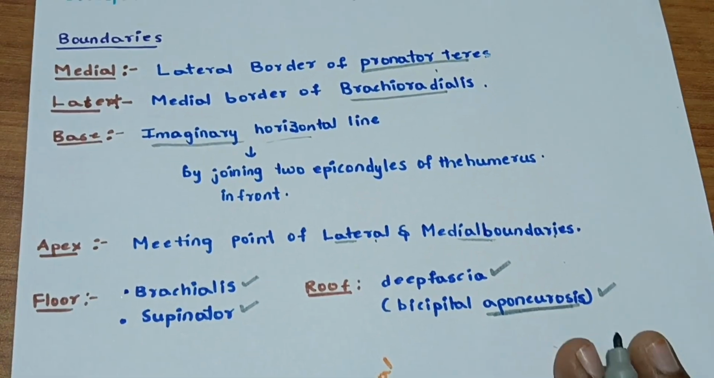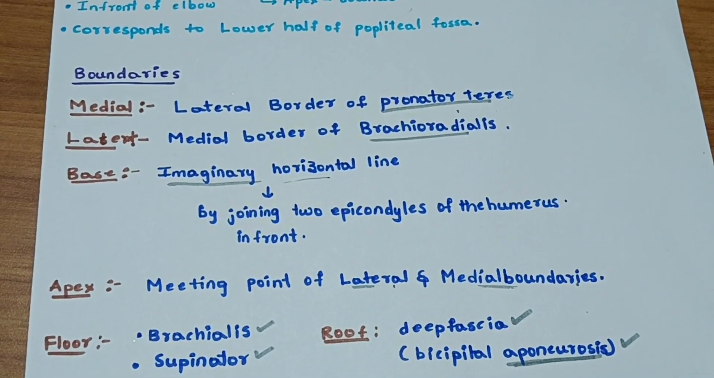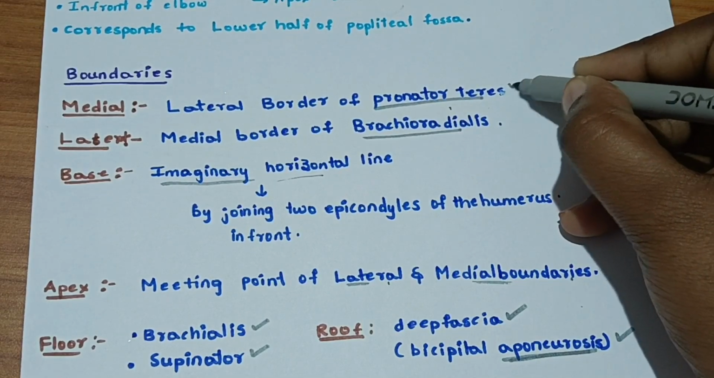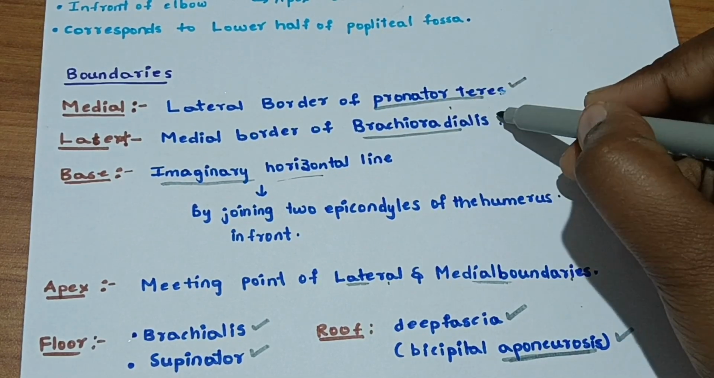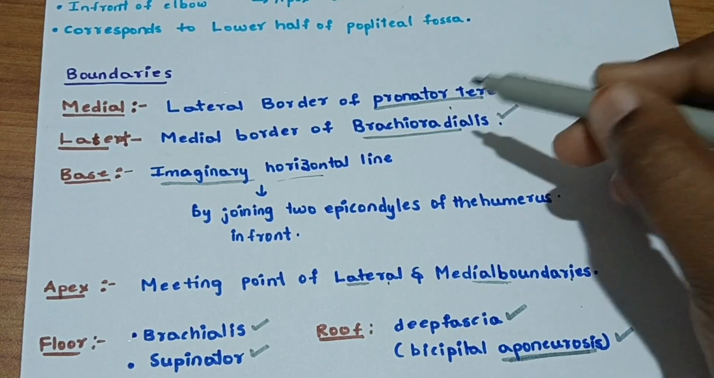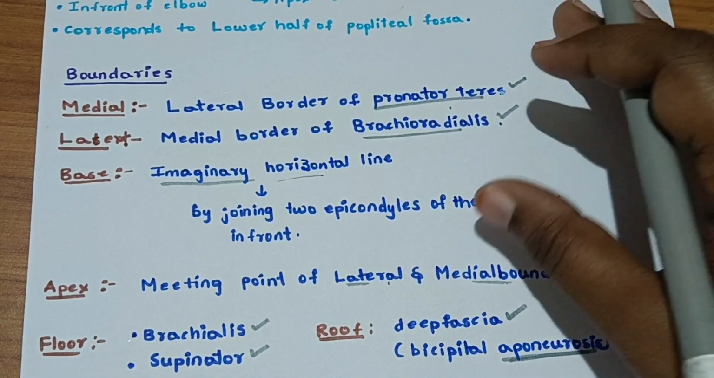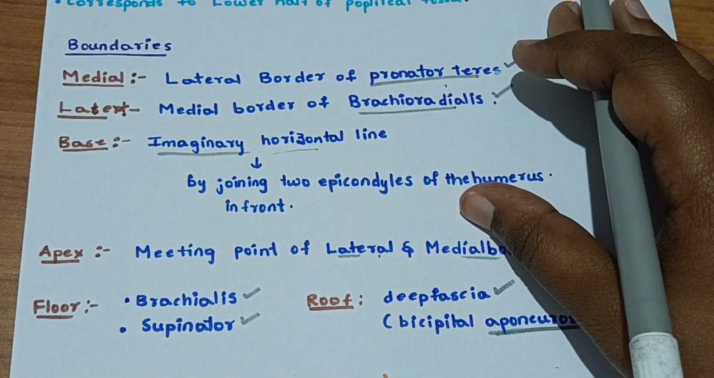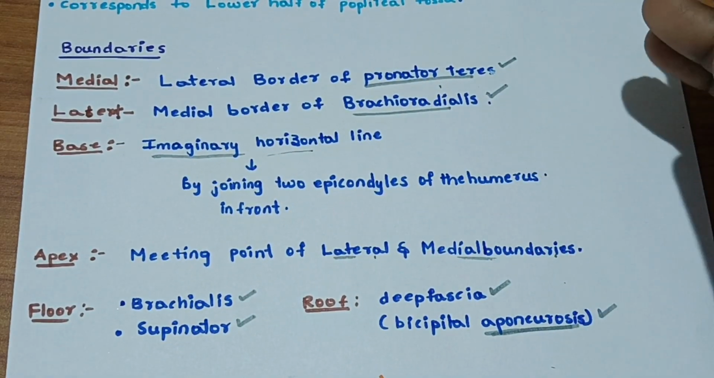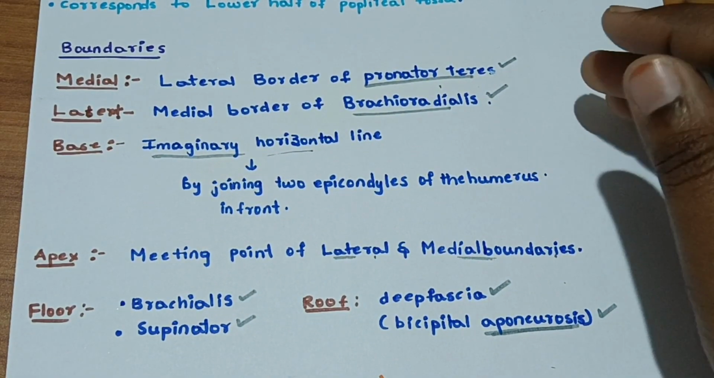Yes, these are the boundaries. Medially, it is formed by pronator teres. Laterally, by brachioradialis. The base is formed by an imaginary horizontal line joining the two epicondyles of the humerus, and the apex is formed by the meeting point of the lateral and medial boundaries of the cubital fossa.